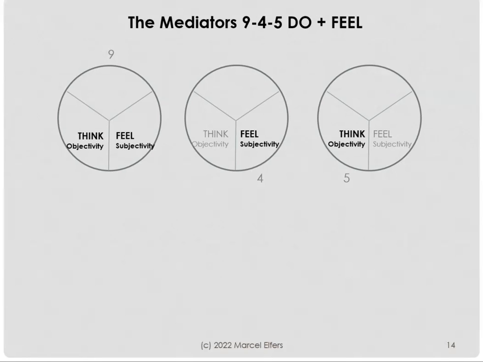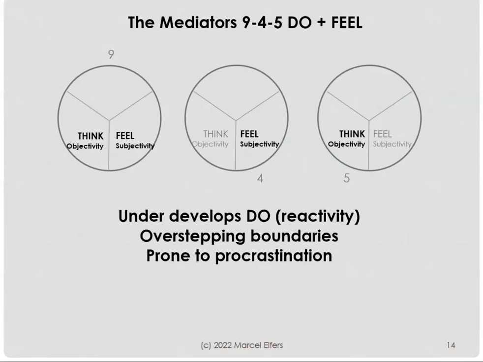The withdrawn types, 9, 4, 5, overthink because reasoning or objectivity and emotions or subjectivity mix like oil and water. They postpone coming into action and procrastinate, not feeling strong about knowing what to do. They are prone to passive aggressive, depressive, and avoidant disorders.